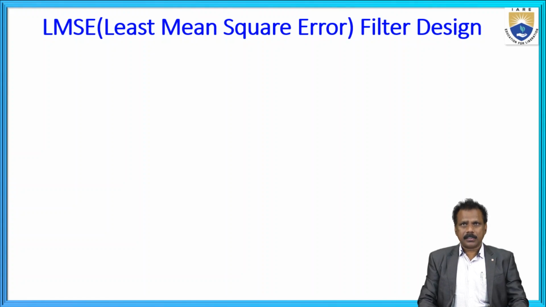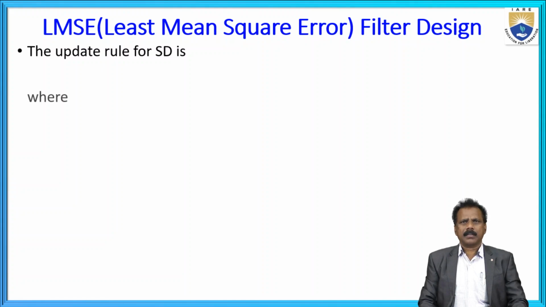This is all coming from digital filters, and basically we have two types: IIR and FIR, infinite impulse response and finite impulse response filters. From the FIR digital filters, we will try to design the filter based on LMSE, least mean square error. The update rule for SD uses all these different mathematical analyses.